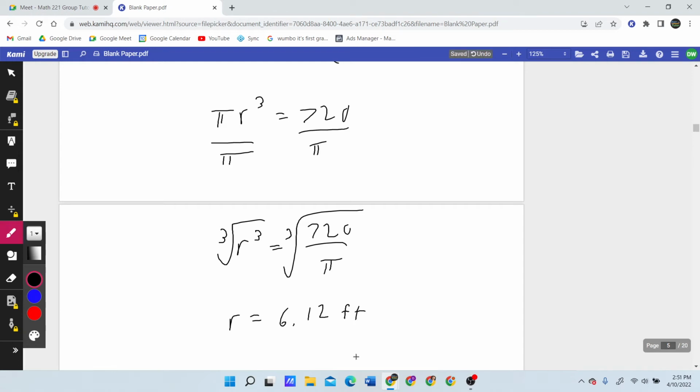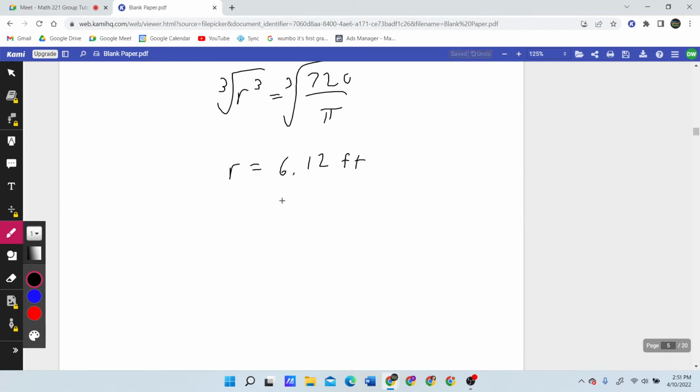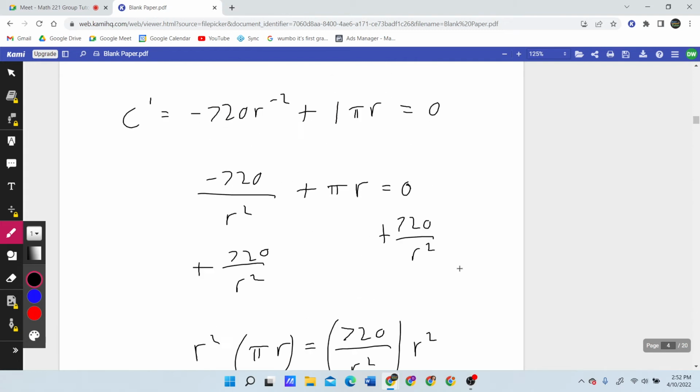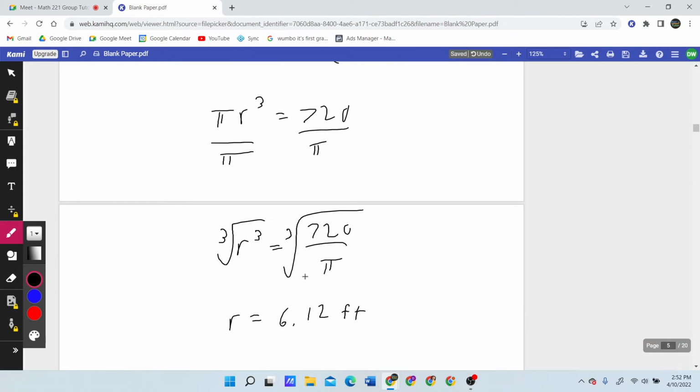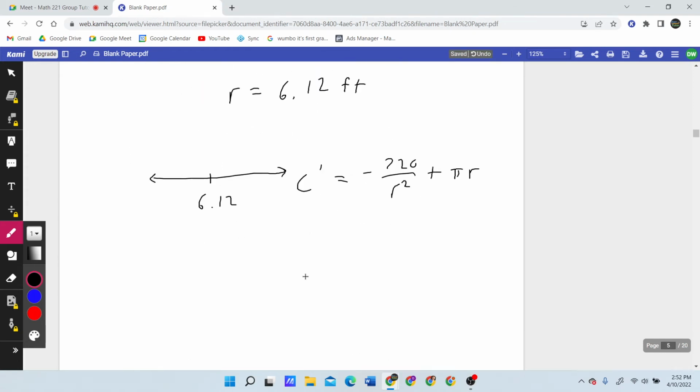Now, is that my minimum radius? I don't know yet. I still need to prove it by using the first derivative test. So on my number line, I have 6.12. The equation again is c prime, which we said was equal to negative 720 over r squared plus pi r. Let me double check that. Negative 720 over r squared plus pi r. Okay, great. Now I need to plug in a number less than 6.12 for r.